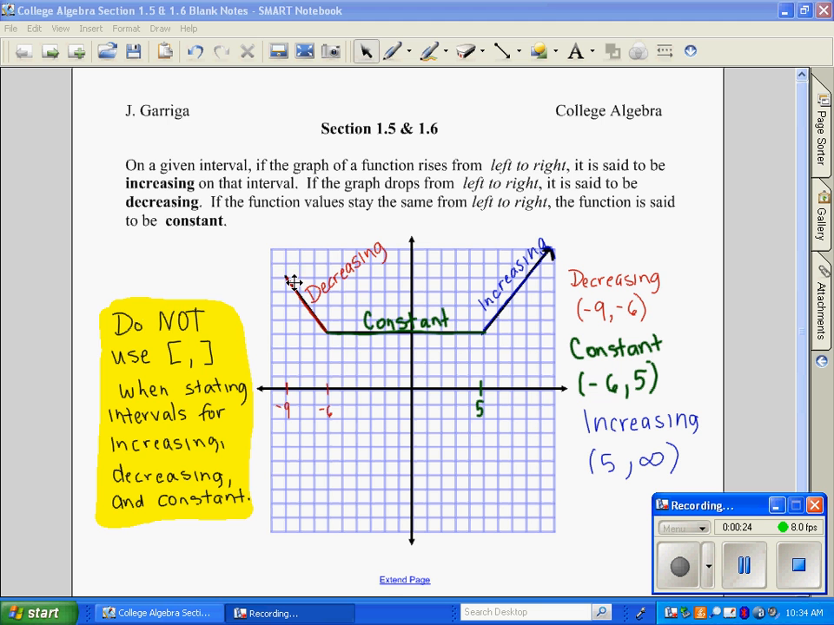This is the decreasing in red from -9 to -6. Constant interval from -6 to 5. And the increasing interval is from 5 on to infinity.